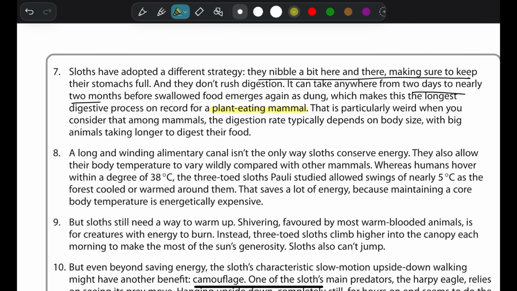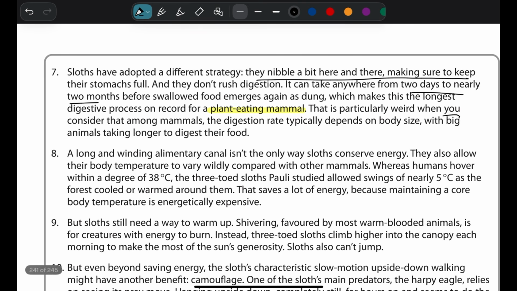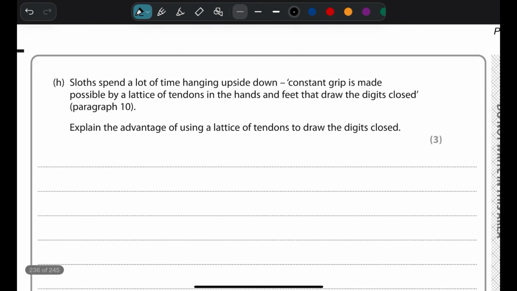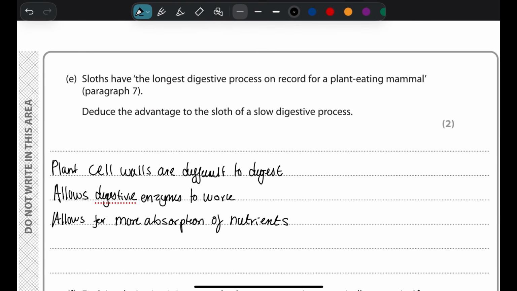And also just a hint here for the next question. It says big animals take longer to digest their food, which would just mean that they're saying sloths are small. Okay, so if we go back to this question, one thing is they said plant-eating mammal, right? Plants have a cell wall making them notoriously difficult to eat. So that's the first thing we're going to say.